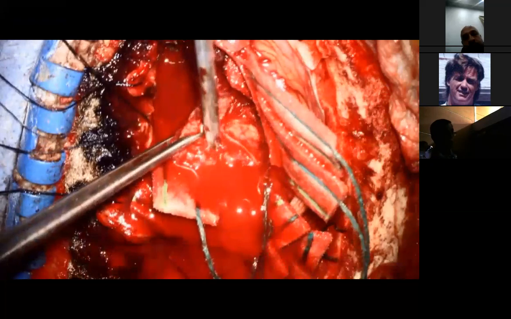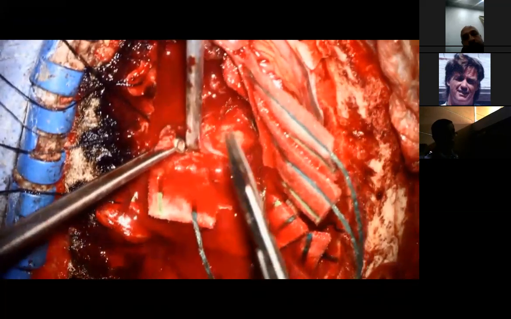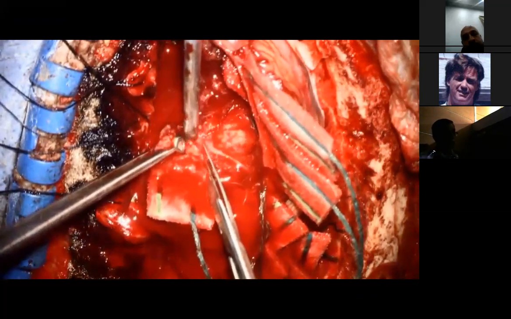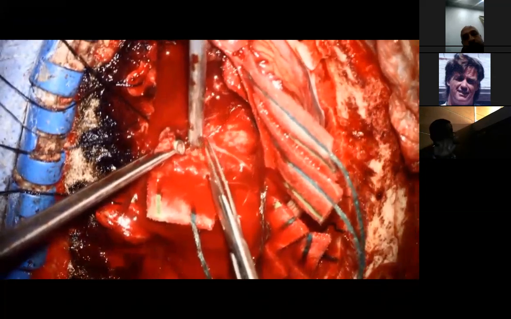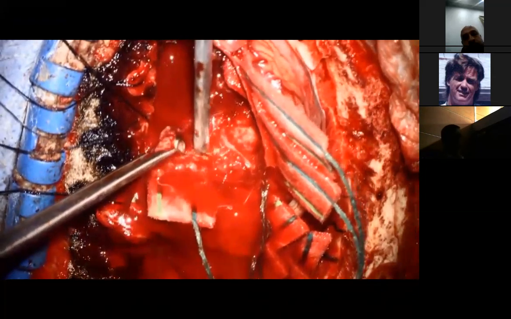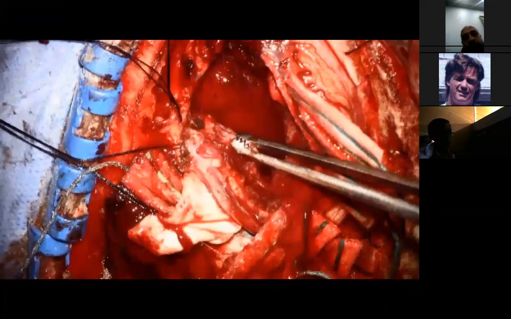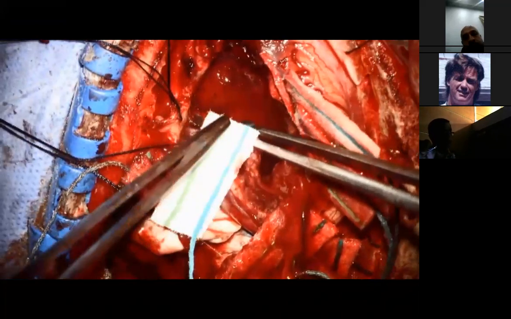Here again, this is the anterior cerebral on the right side. I'm just cutting the branch here to the tumor, and then I will take this artery away so that it will continue in passing towards the normal brain tissues.